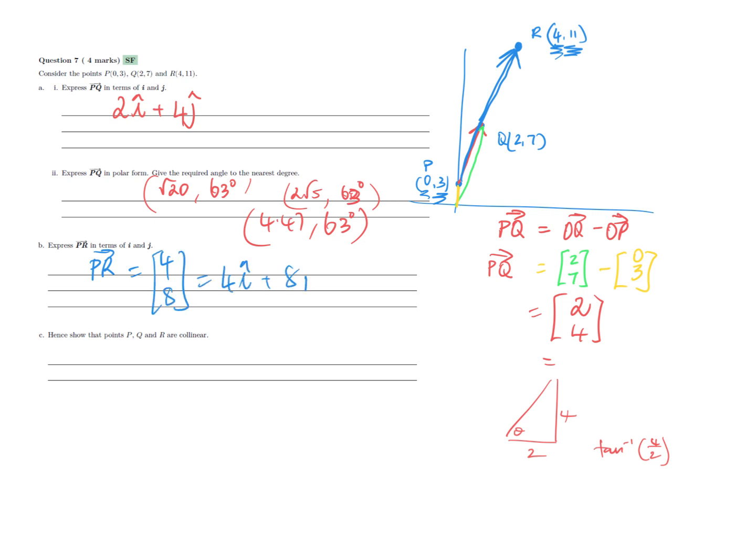4i plus 8j. Hence show that PQ and R are collinear. They are collinear because they are multiples of each other. They both have a point in common. They've got point Q in common, they've got point P in common. They're collinear because 2 lots of PQ is equal to PR. There we go.